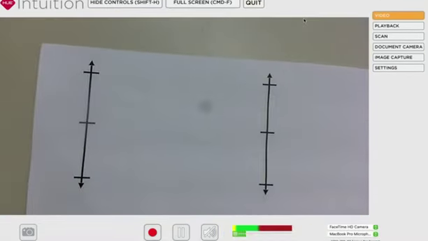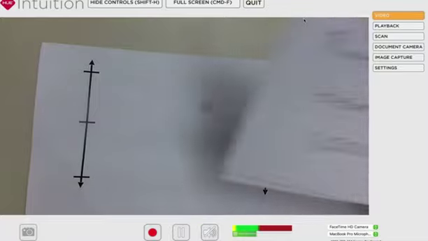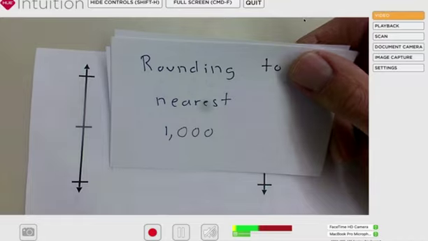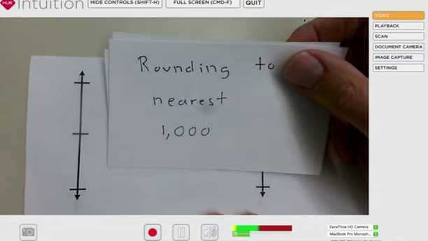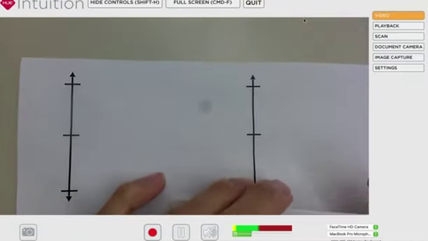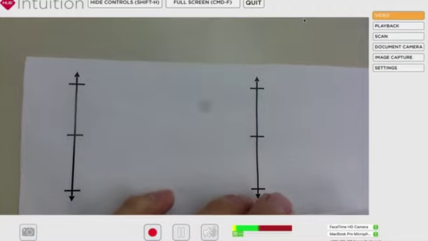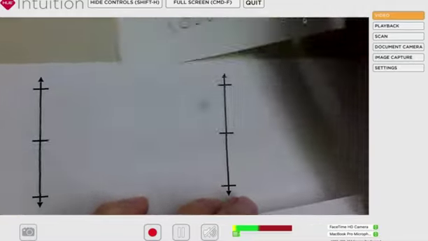All right, so the first thing we're going to talk about is rounding to the nearest thousand. And no, you are not writing this down. You're not copying this. This is just what we're doing. We're doing rounding to the nearest 1,000, and we're doing it in three different ways. Okay, so here we go.